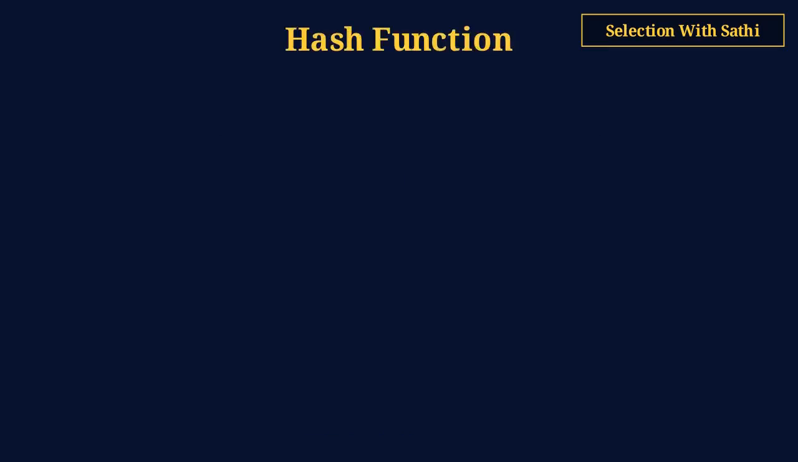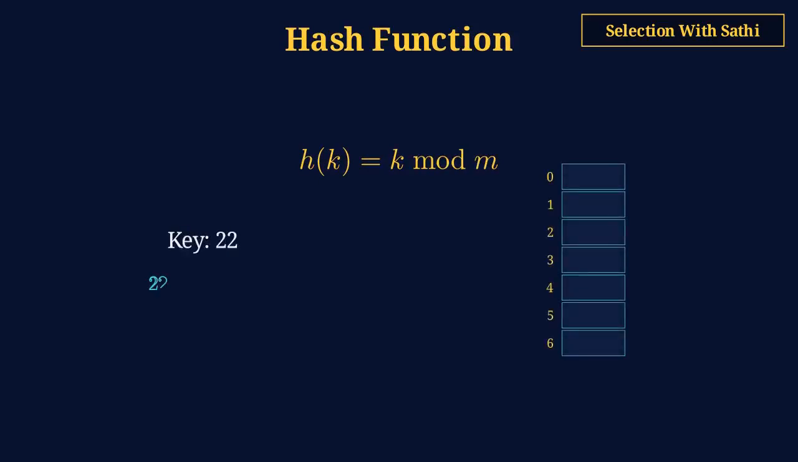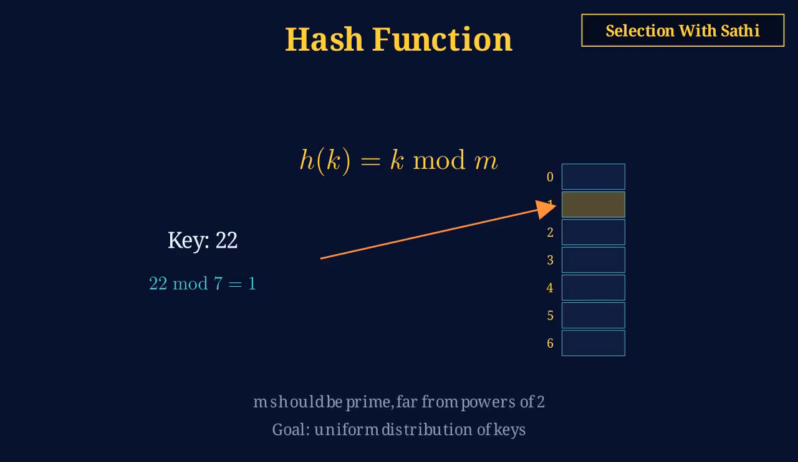Let us start with the hash function. A hash function maps a key to an index in the hash table. The simplest method is the division method, h(k) = k mod m, where m is the table size, ideally a prime number. A good hash function distributes keys uniformly across all slots.